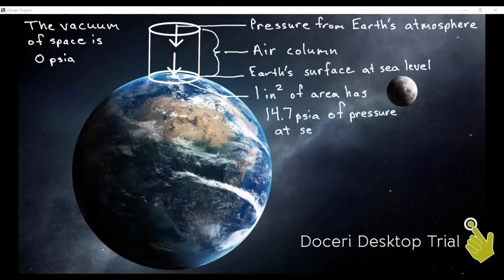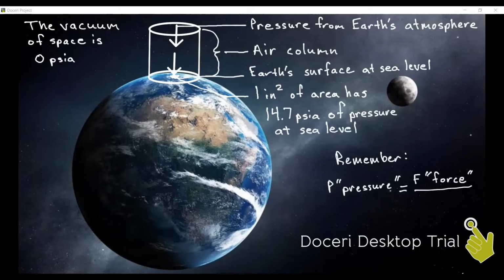The vacuum of space is 0 psi outside of the Earth's atmosphere, and pressure from Earth's atmosphere, nitrogen, oxygen, is going to start acting downward in this air column, and eventually it's going to get at Earth's surface at sea level. 1 inch squared of area has 14.7 psia of pressure at sea level. Remember, pressure is always equal to the force divided by the area.